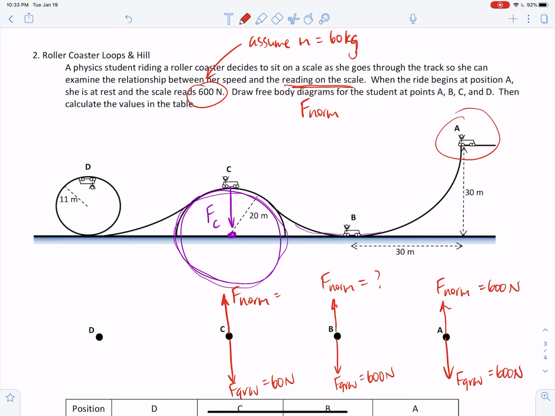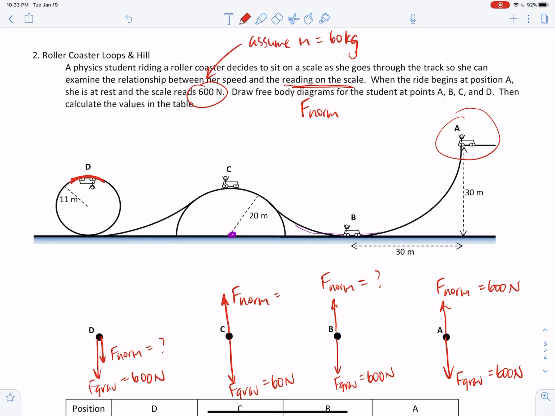And then finally, at location D, now she's in this very tight loop. We can see the circle with an 11-meter radius. And as before, the force of gravity is down, 600, not 60. And she, though, is upside down. The track is above her, right? So now the normal force is down, not up. Okay, we don't know what it is. We'll find out what it is in a second.